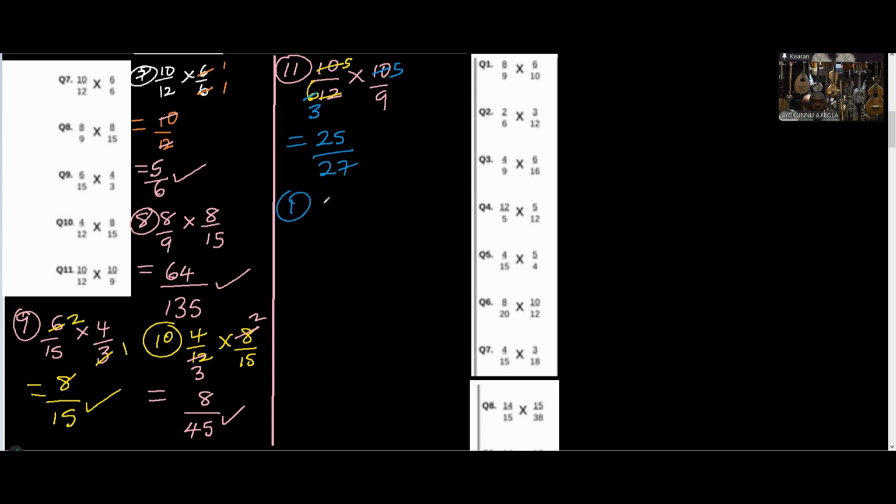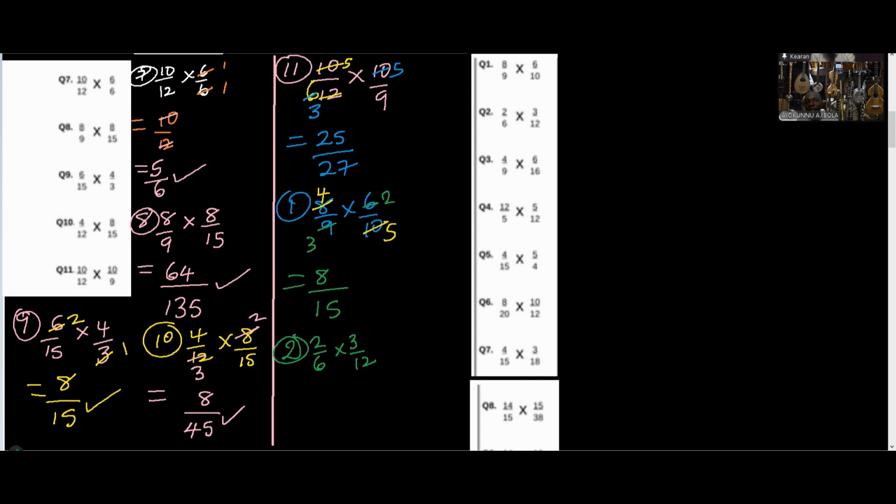Now to the second group, number 1: 8 over 9 times 6 over 10. Now let's look at what can divide. 2 can divide 8 and 10, so here we have 4, here we have 5. And 3 can divide 6 and 9, so here we have 2, and here we have 3. At the top we have 4 times 2, that's 8. At the bottom we have 3 times 5, that is 15. Is that clear? Then the second one, 2 over 6 times 3 over 12.